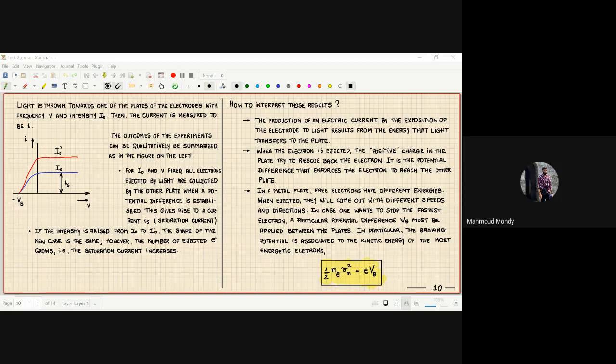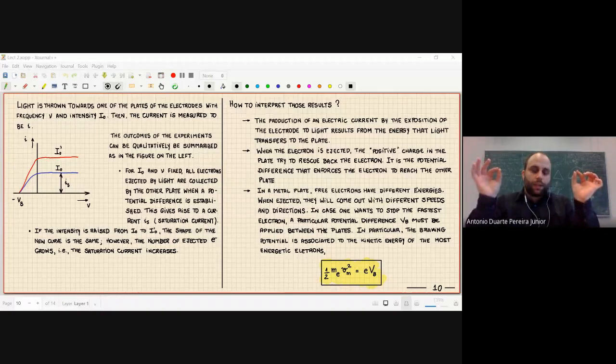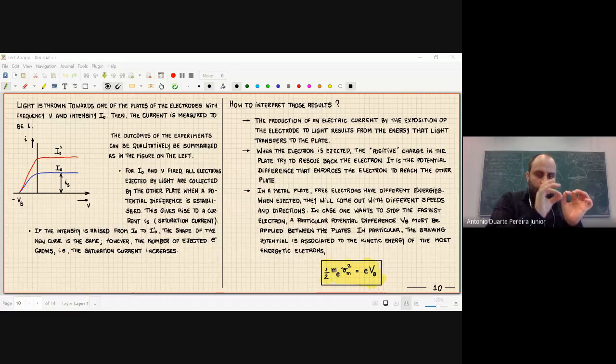Hello. Hi. Please, I didn't get a part of VB well. We're saying after the electrons leave the first plate, this plate becomes positive because electrons were emitted from it. VB is a potential difference between this plate and those electrons? Is it the potential difference between the plates? I'm talking about VB. Yes, VB is the potential difference between the plates such that no electron that is emitted from one plate will be able to reach the second plate. But this is a potential difference between the plates.